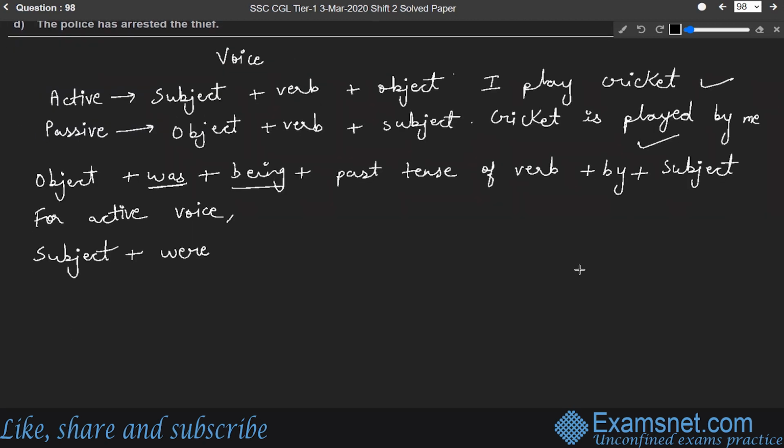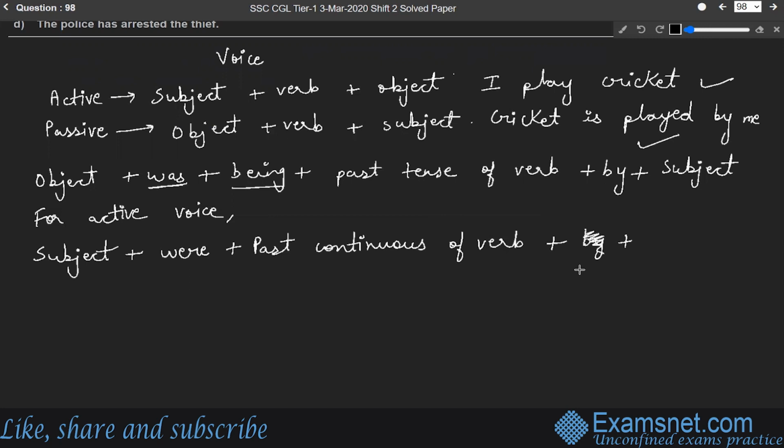Then comes the past tense of the verb. Now how is the past tense of the verb changed? The past tense of the verb will change to the past continuous of the verb. This is the basic format that you have to remember while changing a passive sentence to an active sentence when the tense is past tense. Okay. Then comes by and then comes object. See, by will not be coming in active voice. Okay. Generally, students make this mistake. That is why first I have written it, then I explained it to you.